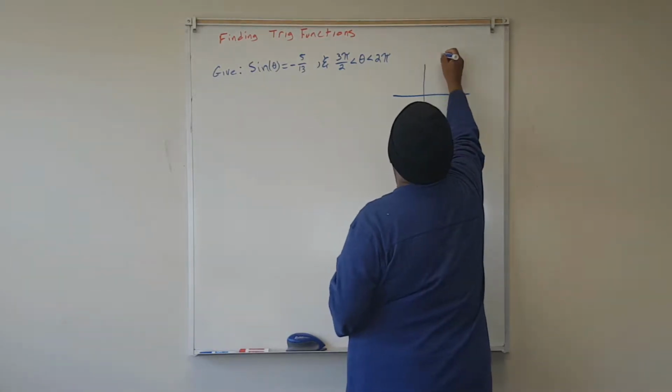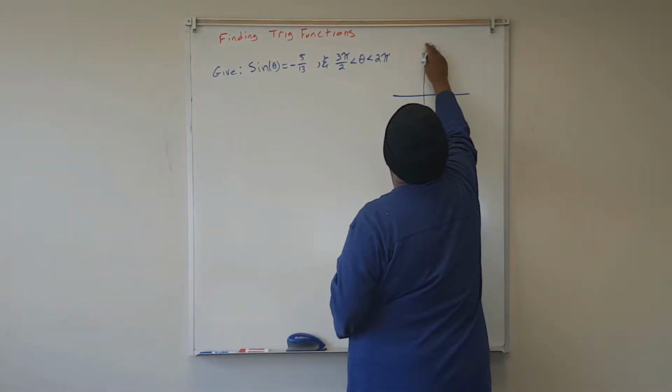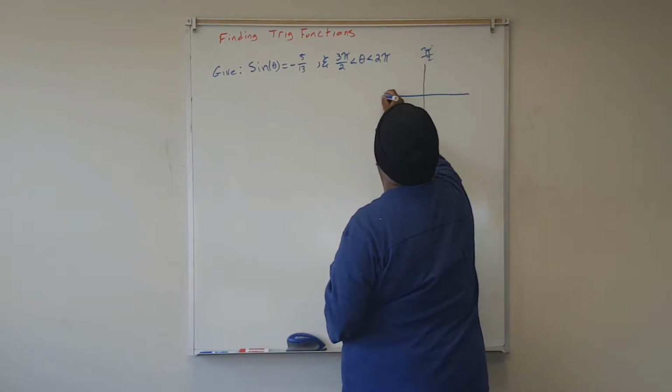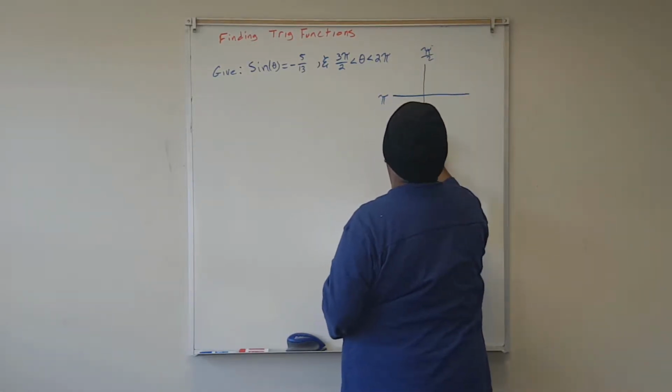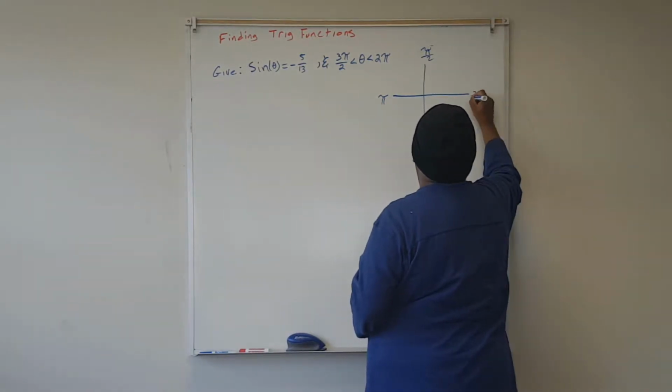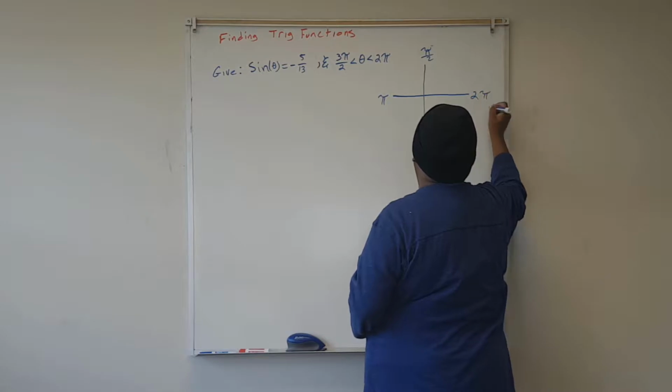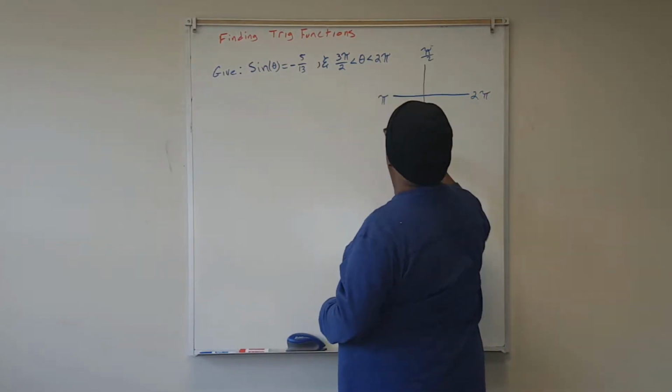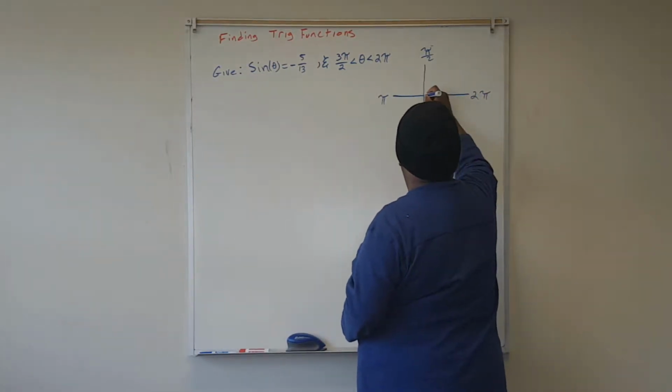We have pi over 2, pi, 3 pi over 2, and 2 pi. So because we're between these two, we know we're in quadrant 4.